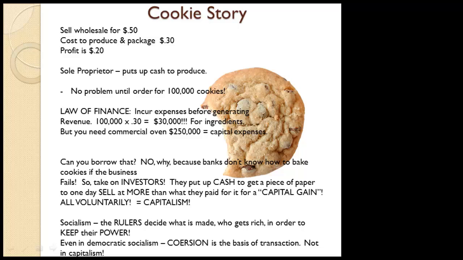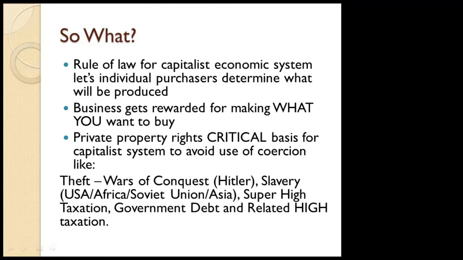Now, the interesting thing about this is it's all voluntary. There's no coercion. In socialism, on the other hand, the rulers decide what's made. They decide who gets rich, and they do this to manipulate things so they can stay in power. Even in democratic socialism, coercion is the basis of the transaction, but not in a capitalist system.